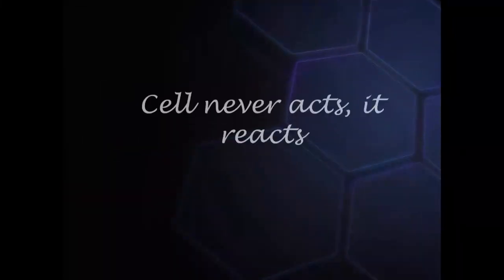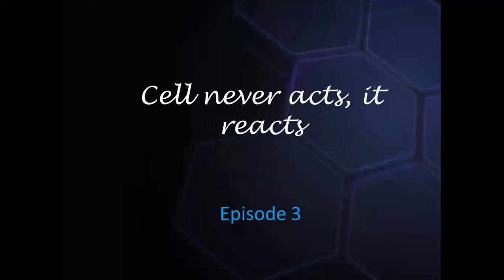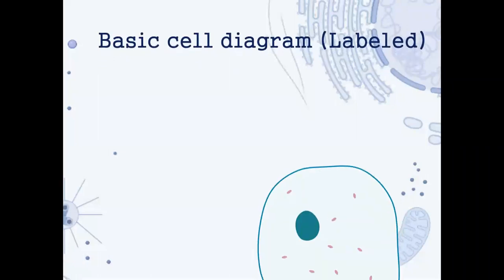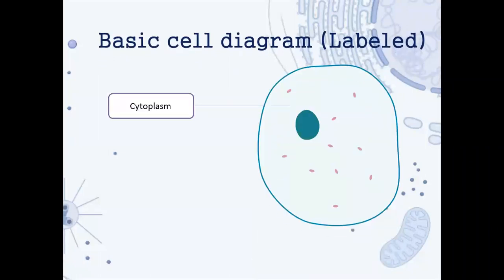This is episode number 3 of Cell Never Acts, It Reacts. Let us have a look at the basic cell diagram. The first part is the cytoplasm, which is responsible for holding the components of the cell and it protects them from cell damage. It is also responsible for storing the molecules for cellular processes.